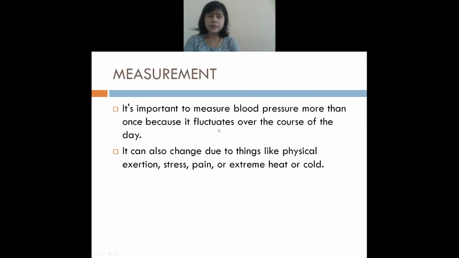So it will be different in that case. Maybe because of stress, maybe because of pain, or maybe because of extreme heat or cold, your blood pressure will fluctuate. Fluctuate means what? It will change. Okay, did you understand this part? Means your blood pressure might not be always constant, it might not always be the same.